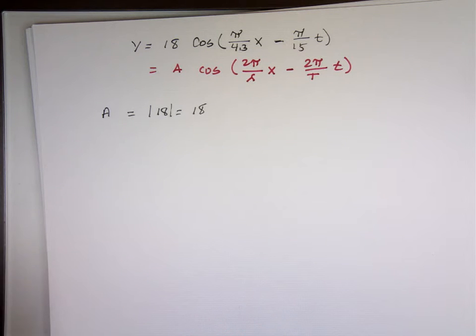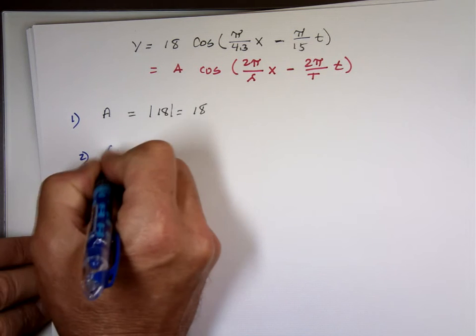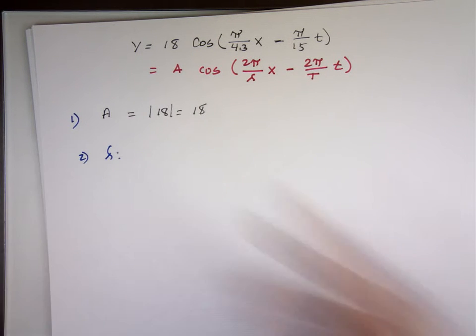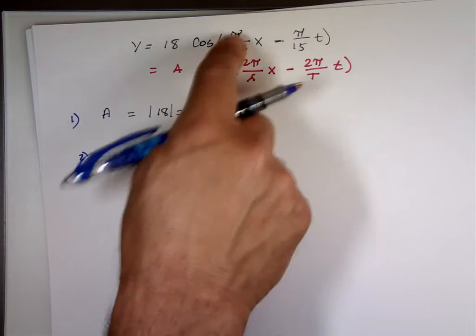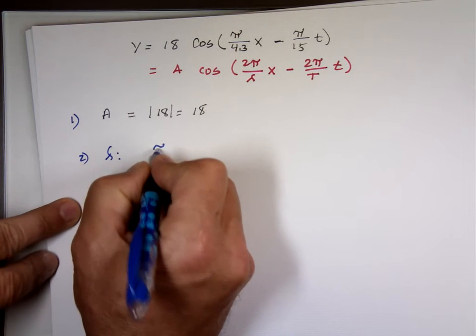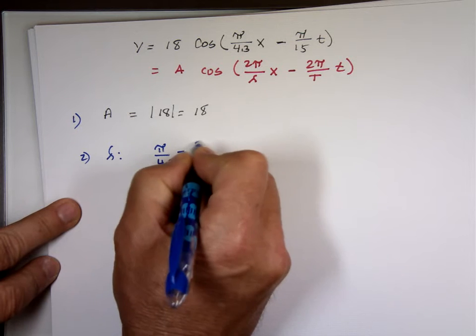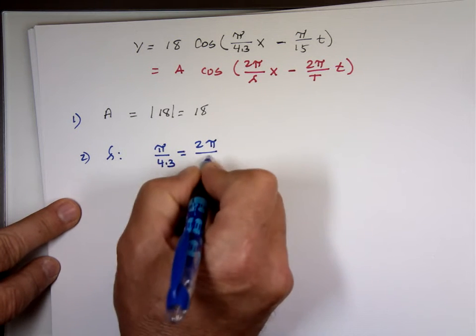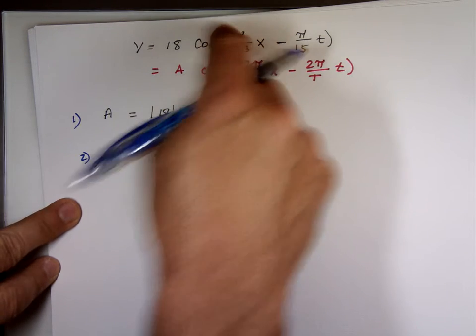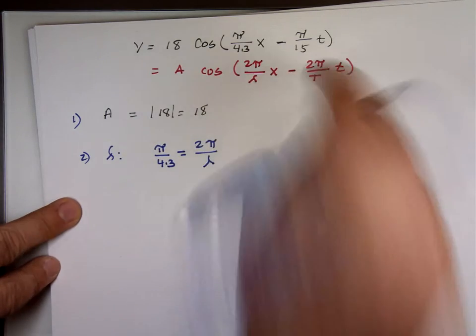Now, how do we find lambda? Second question. Well, to find lambda, this piece has to equal that. So we go pi over 4.3 equals 2 pi over lambda. For these to equal each other, this number must equal this, and this must equal this.